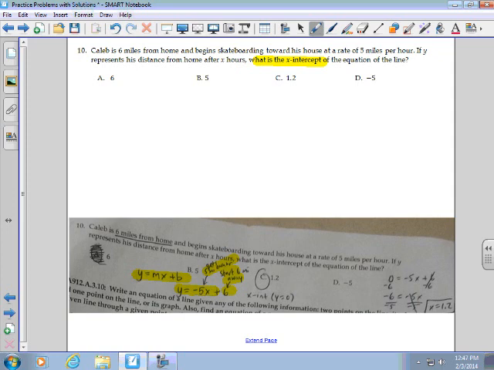Now to find the x-intercept, you have to set y equal to 0. So you plug in 0 for y, and then you solve the equation. So you got to move the 6, then divide by negative 5, and you get x equals 1.2, which means after 1.2 hours, he would be home.